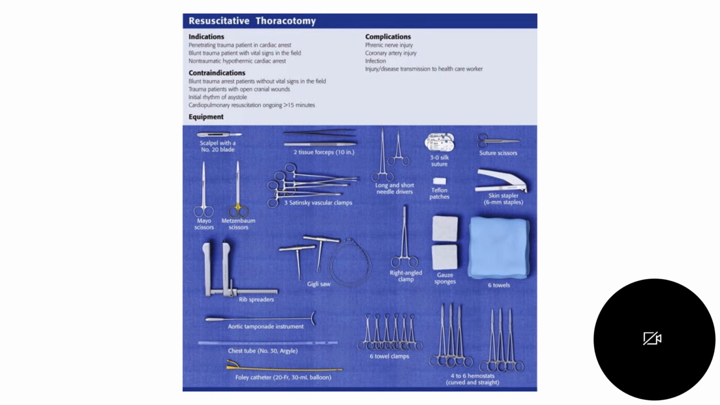This is an example of a thoracotomy tray and the items that are included. Again, depending on your facility, the thoracotomy trays may look a little different. They may not have the same types of supplies and instruments as in other hospitals, but your hospital will definitely have a thoracotomy tray in the supply room.